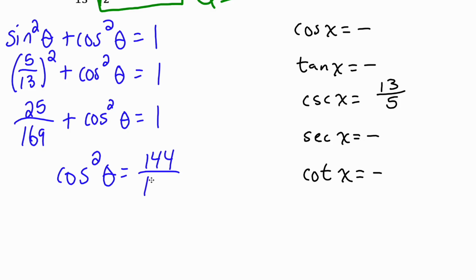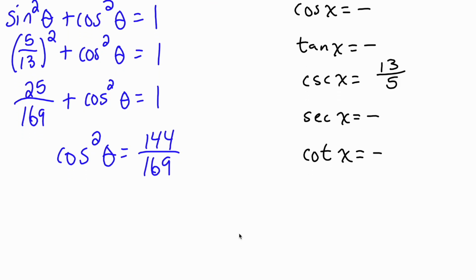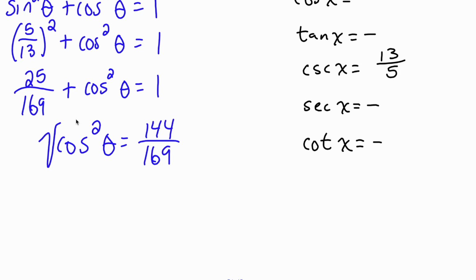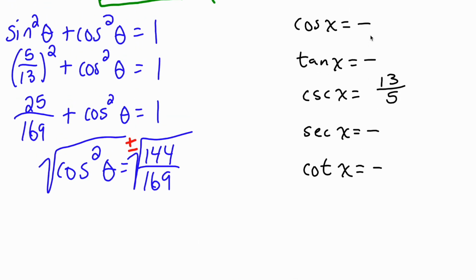144 over 169. I try to give you some nice numbers here because really I just want to see that you can do this process and not really focus a whole lot on whether you can do this with some crazy square roots and whatnot. Last thing we need to do is take the square root of both sides. Remember, whenever you do that, you need a plus or a minus. Now, if we did this over here already, we already know it's negative. So cosine, not squared anymore.